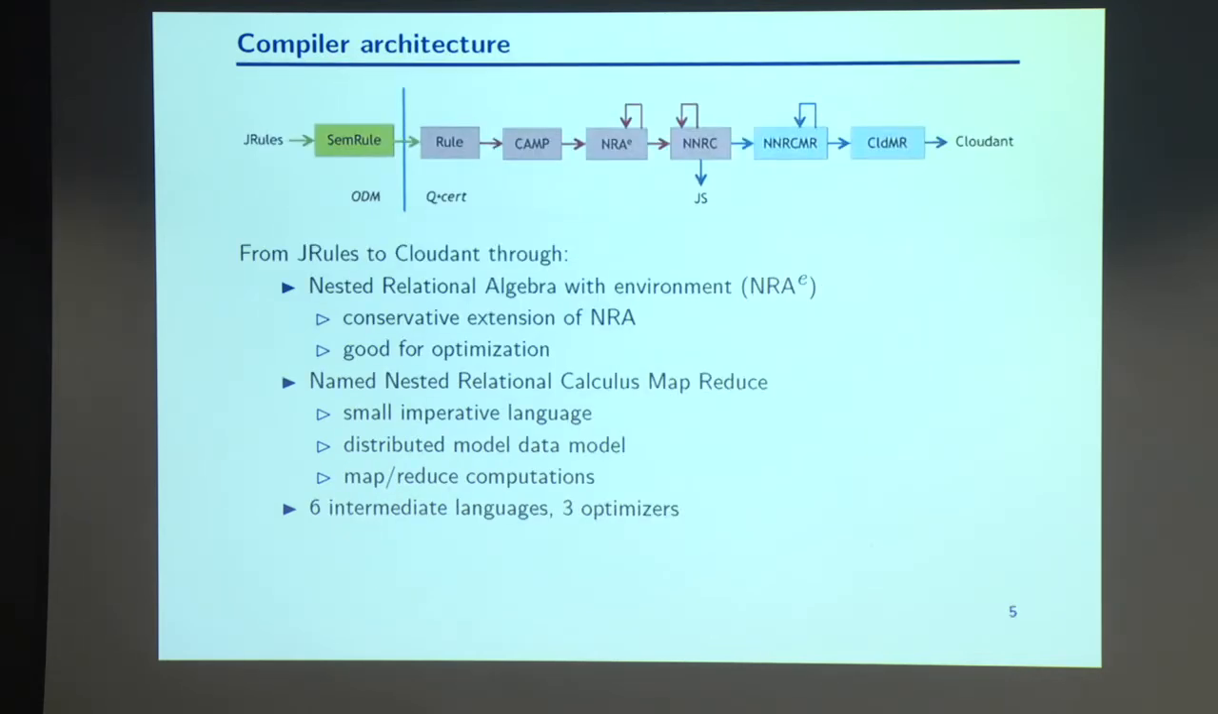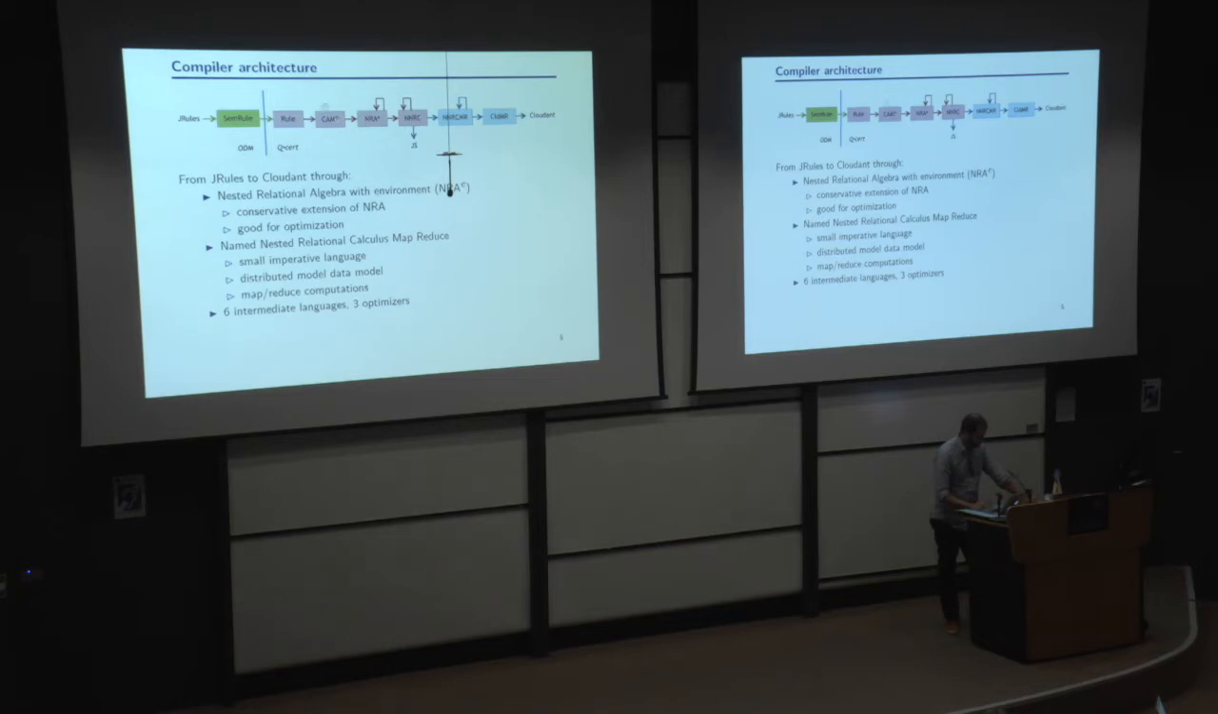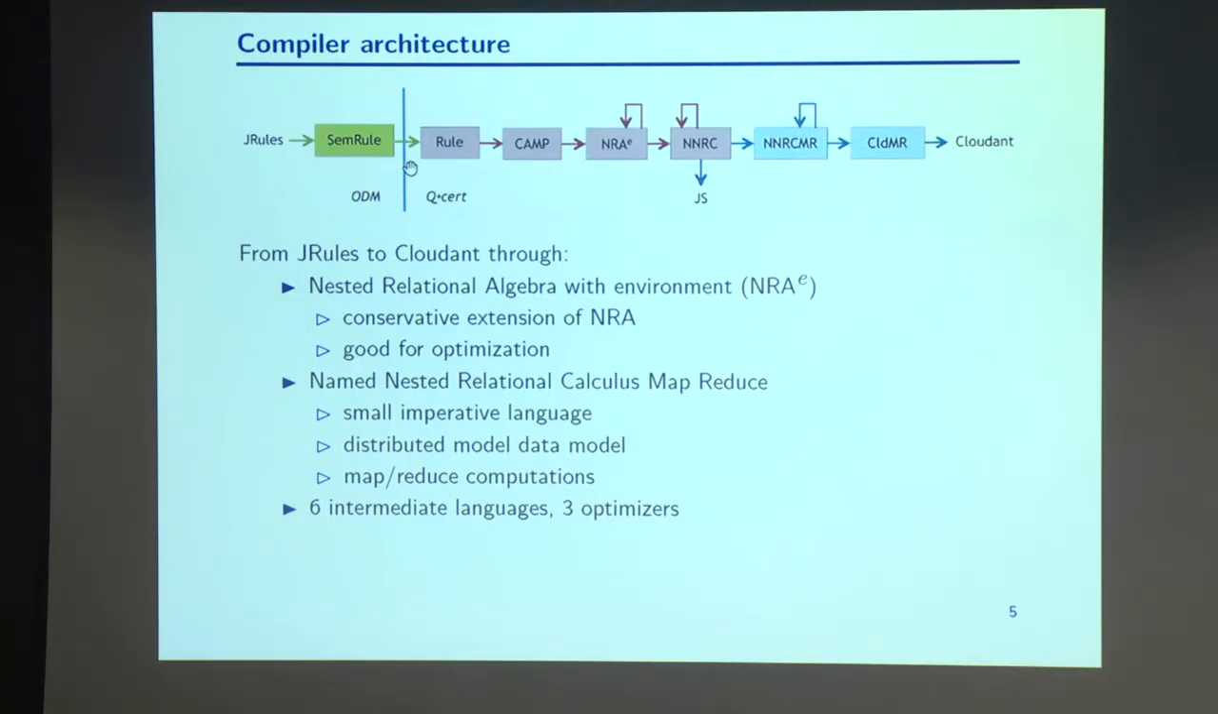So the general architecture of the compiler is the following. On the left of this vertical bar, there is the product. We hooked up to one of its intermediate languages called CAMP rule. And at the right is our prototype. And it's made, as you can see, of several intermediate languages.